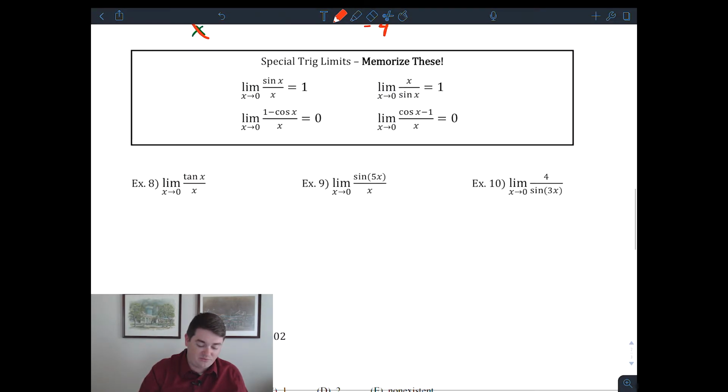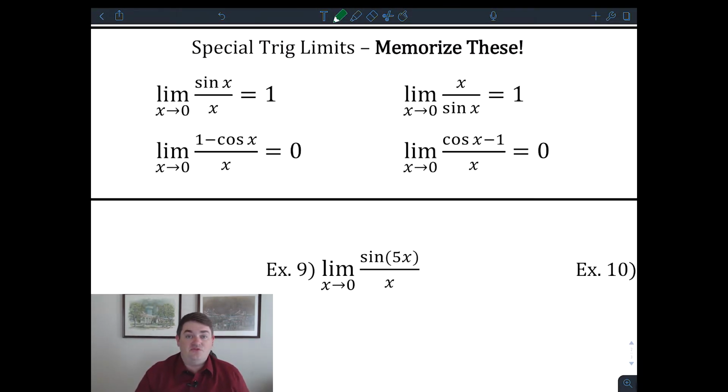We're going to shift gears a little bit. Before we move on, we've got some special trig limits, and I can't explain to you why these work yet. Once you know a little bit more calculus, we can come back and revisit these, but for now, take my word for it. The limit as x approaches 0 of sine x over x is 1, and if I flip the numerator and the denominator, x over sine x is also 1.